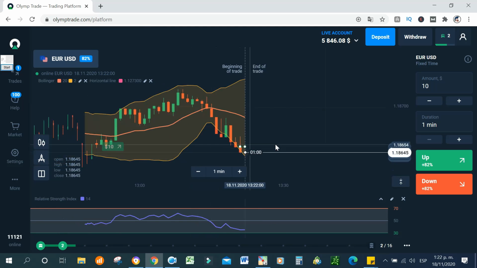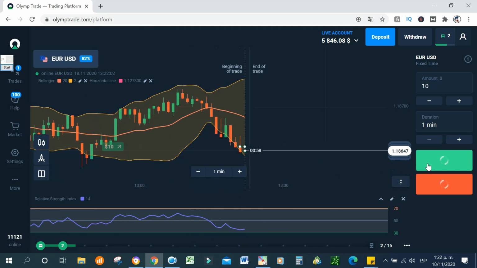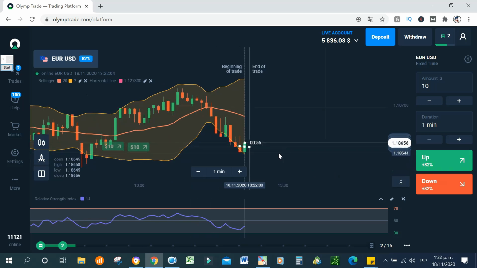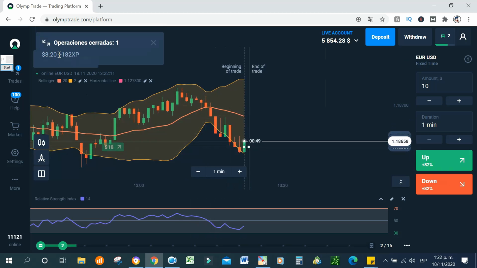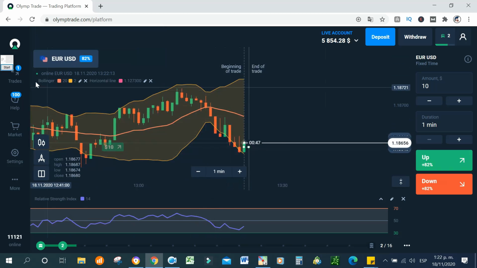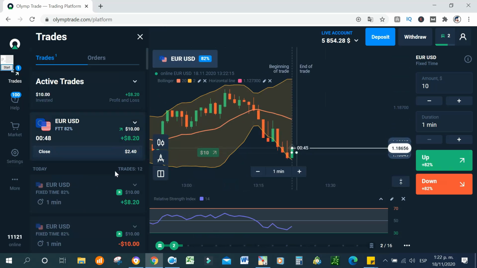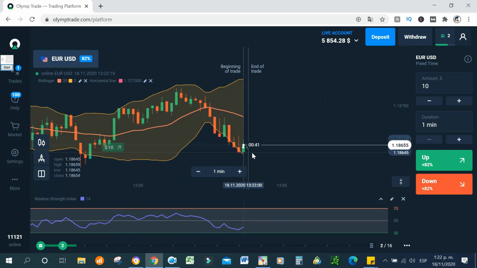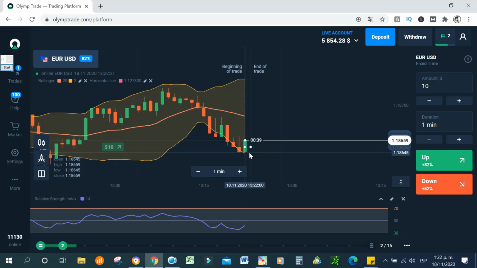Okay, wow, guys, we won the first trade. I made another entry just to recover the first one. As you can see, we won the first trade. Here we can see we won this trade because at the end, remember, in the last second, there was a big spike with this bullish candlestick.